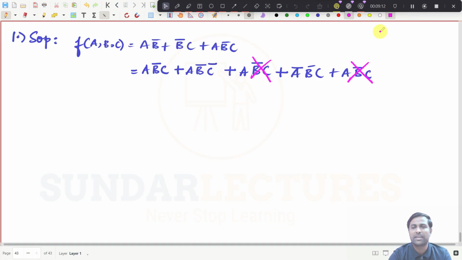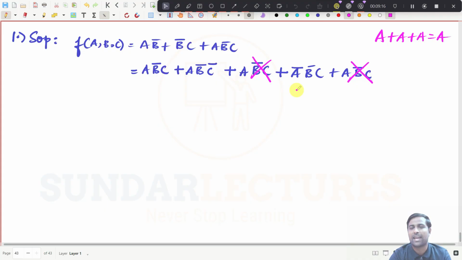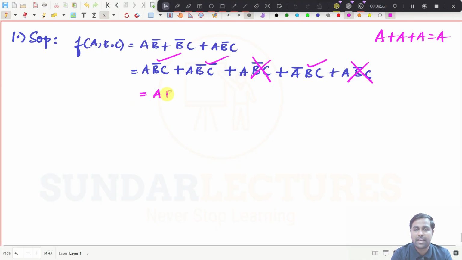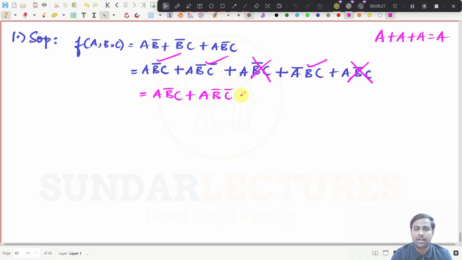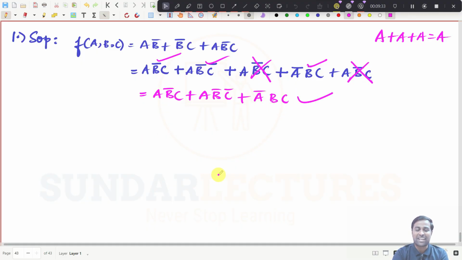And also you see here, this A, B bar, C is also here. So again this will be, see, A plus A will be what? Again it will be A. So you can cancel this one. And you can write this one, this one, this one. So this will be A, B bar, C plus A, B bar, C bar plus A bar, B, C. This is the final answer. You don't need to put plus C, C bar. It will take some time, but this is the shortcut method of converting the SOPs, right?